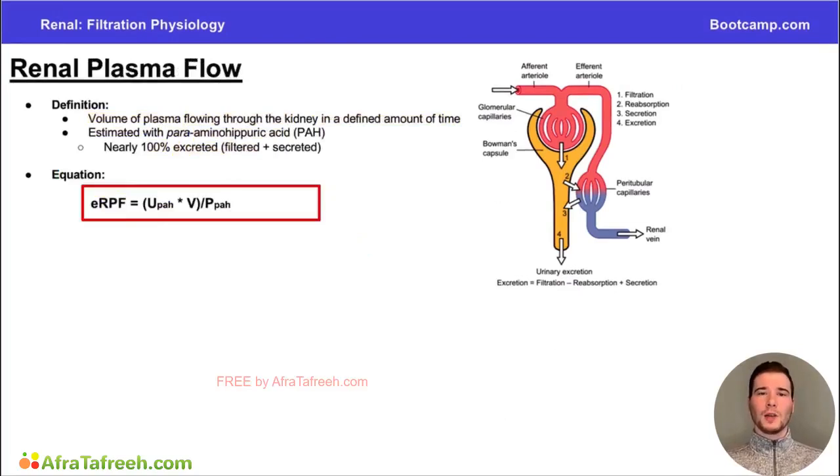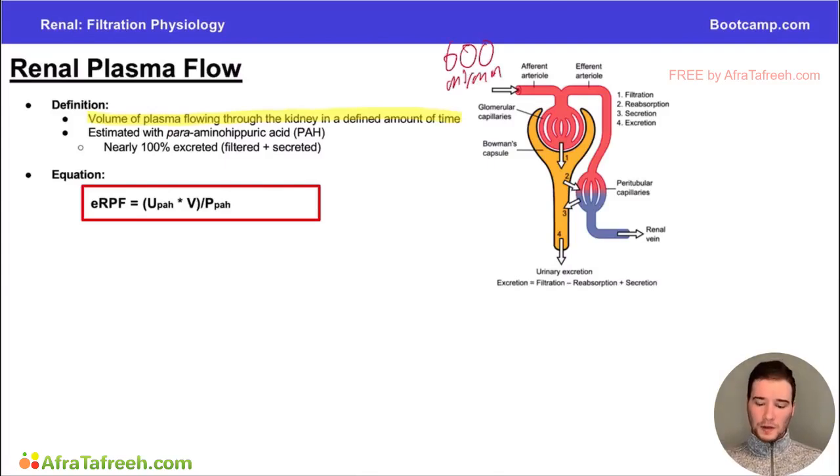Okay, next we're going to talk about something called renal plasma flow. So renal plasma flow, the definition is the volume of plasma flowing through the kidney in a defined amount of time. So again, volume of plasma going through the kidney in an amount of time. How do we measure this? So I said previously that approximately in a normal healthy kidney, you have about 600 milliliters per minute of renal plasma flow. About 20% of that is actually filtered, so 120 essentially, and then about 480 comes out the opposite side of the efferent arteriole. These are approximations based on normal kidney function. They can be looked up.